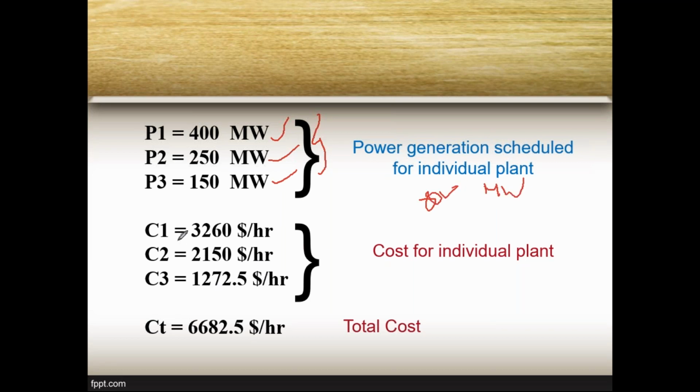And see here the total costs C1, C2, C3. How can we check whether the total cost is correct or not? Just compare the power generation. The power generation is directly proportional to the cost, so if it is more, the cost is also more. Based on that you can compare. And finally the total cost is this one, 6682.5. So don't forget to mention the units also. For cost you have to mention dollars per hour. That is, for 1 hour, how much cost is required to generate that power.